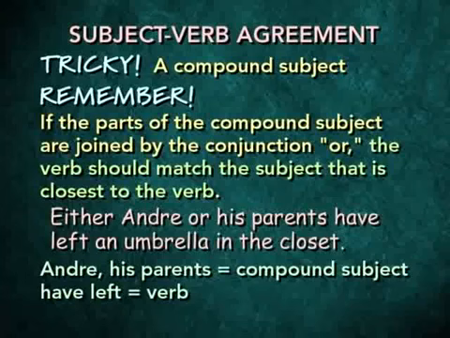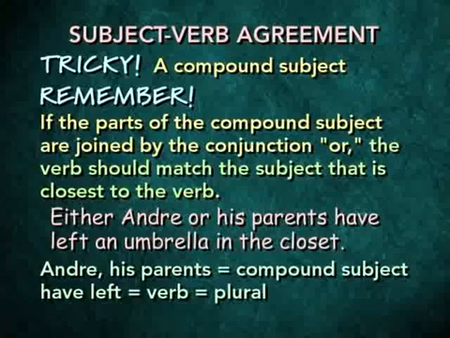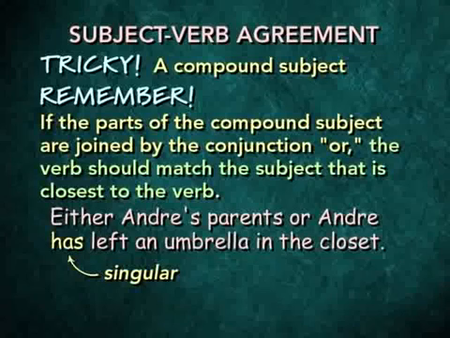Well, his parents is closer to the verb than Andre. Since the plural subject is closer to the verb, it comes second in the compound subject. The verb should also be plural. So have left is correct. What does this mean? It means that if you were to reverse the order of the parts in the compound subject in this particular sentence, the verb would have to change. So if the sentence were changed to read like this, either Andre's parents or Andre, then the verb would have to be has left. Singular would now be correct because Andre, the singular subject, is now closer to the verb than the plural subject.